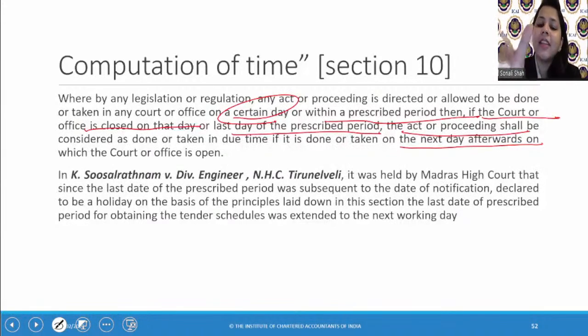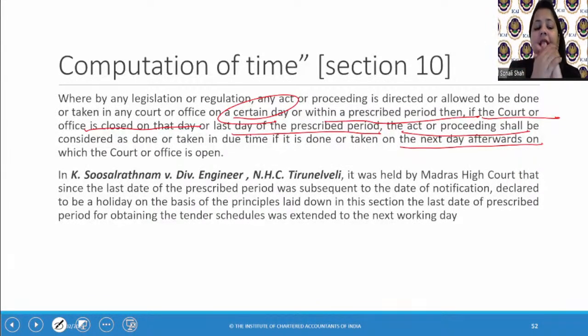So let's say the limitation period was coming to an end on 14th March. The court is closed for 14th and 15th March. So if you initiate the proceedings on 16th March, it will be considered as proceedings taken within the due time.